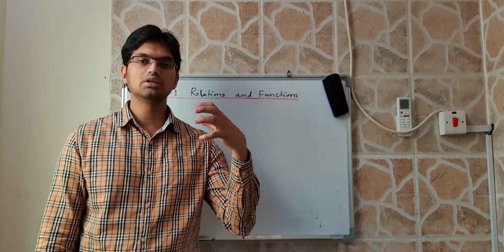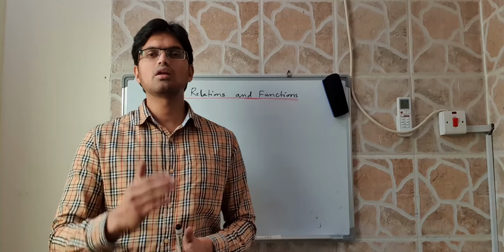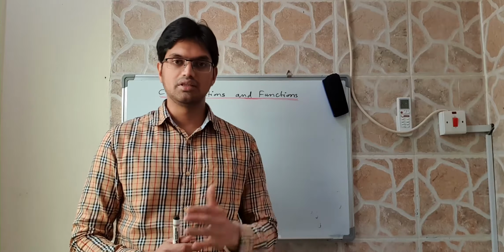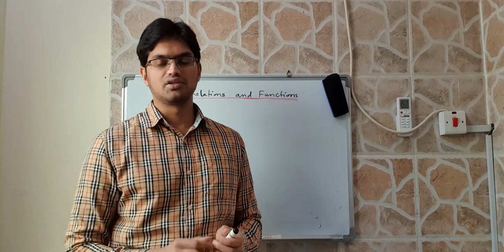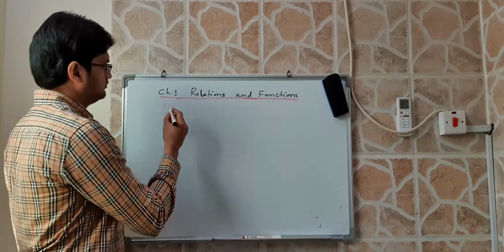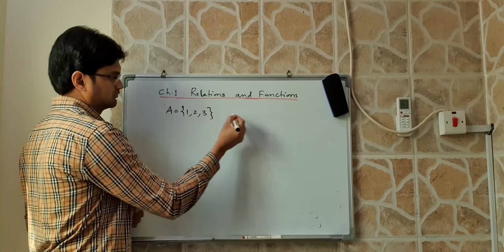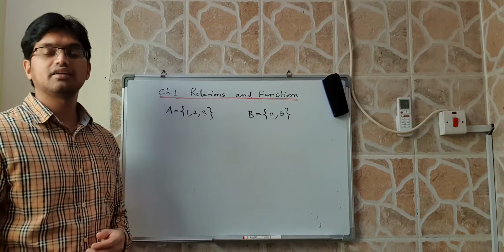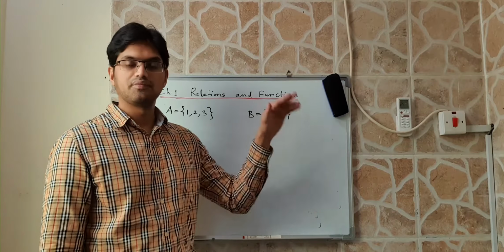Now, to learn the first topic, types of relations, first of all, let me ask: what is a relation? Because you have already learned this in class 11. So let us have a brief explanation about relation. To do that, let me take two sets. The first set is A = {1, 2, 3} and B = {a, b}.